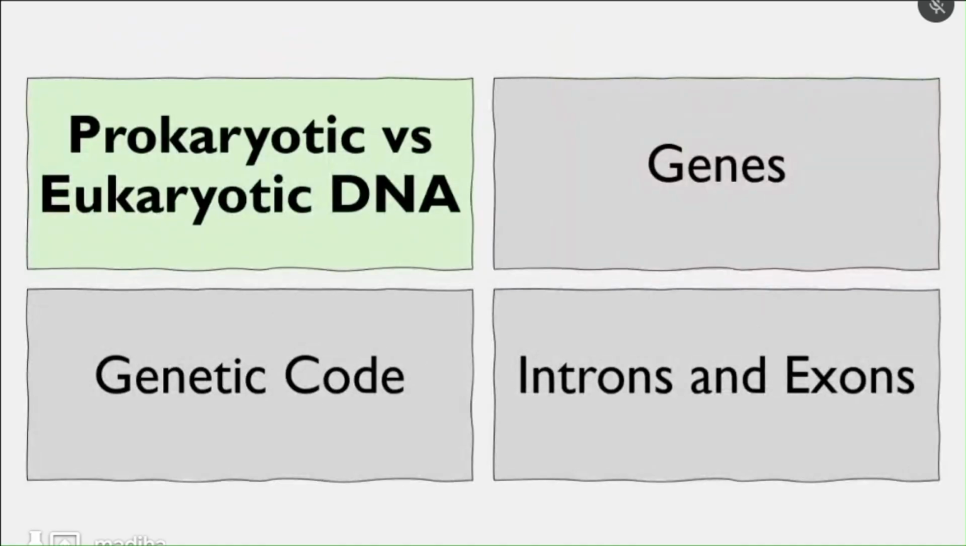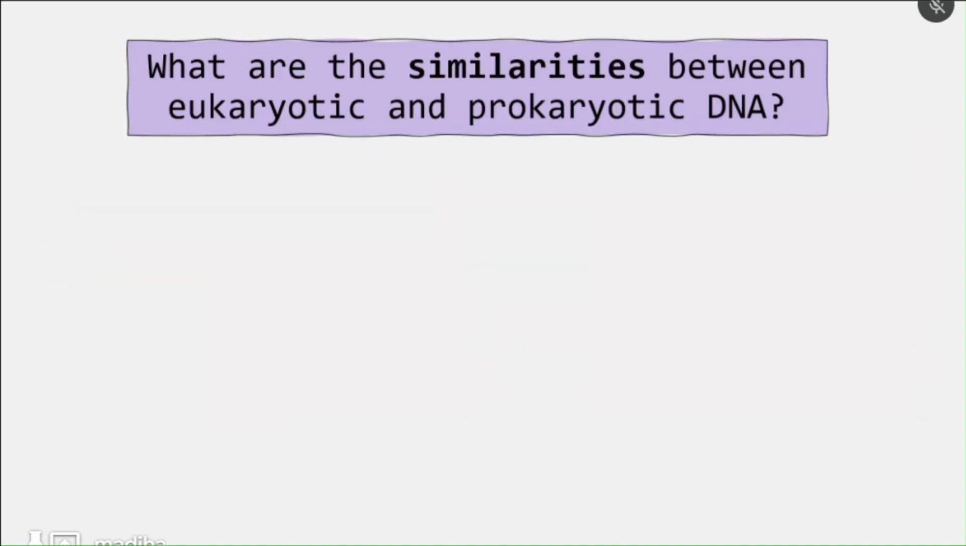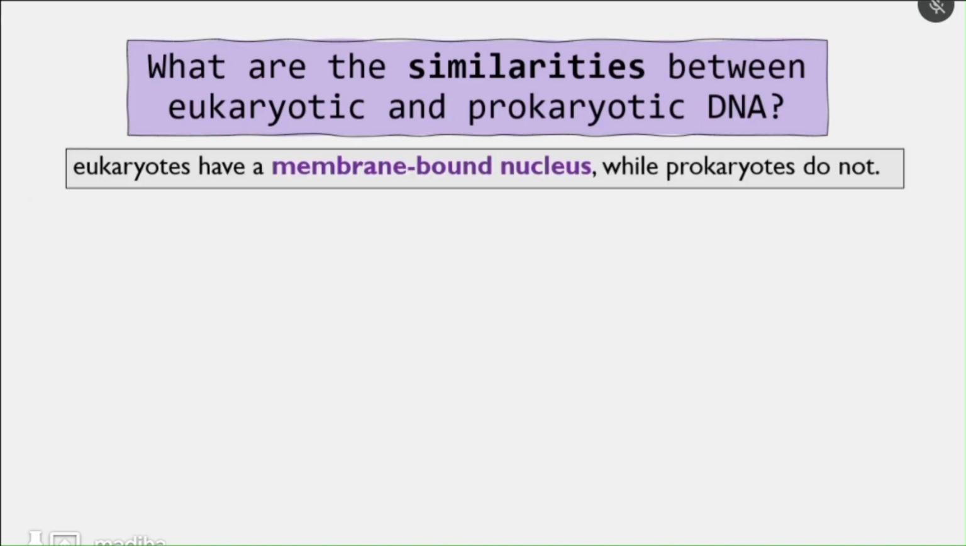So we've got these 4 sections. We're going to be going through prokaryotic versus eukaryotic DNA first. So what are the similarities between eukaryotic and prokaryotic DNA? If you can't remember from GCSE or you just want a bit of a recap, essentially eukaryotes have a membrane-bound nucleus, and prokaryotes do not, so that's the difference between them.